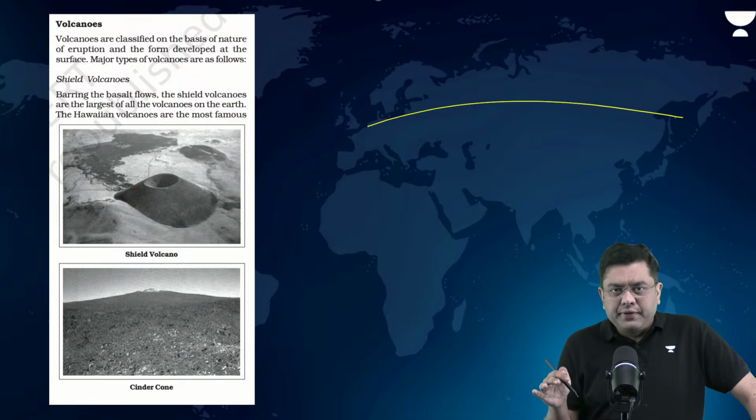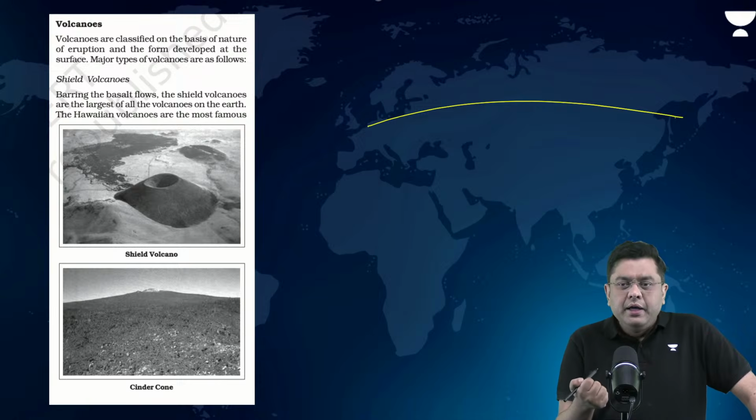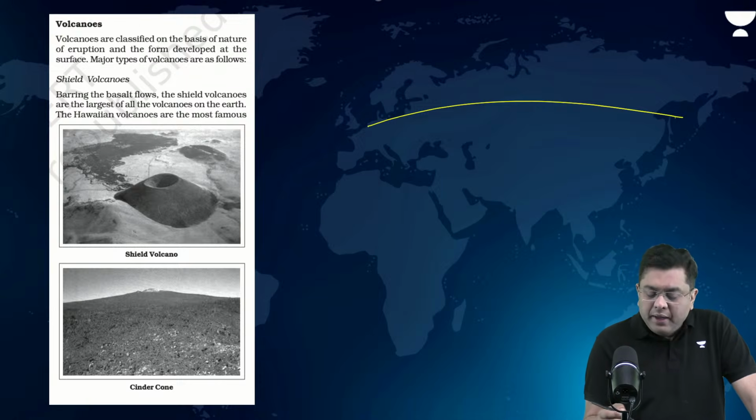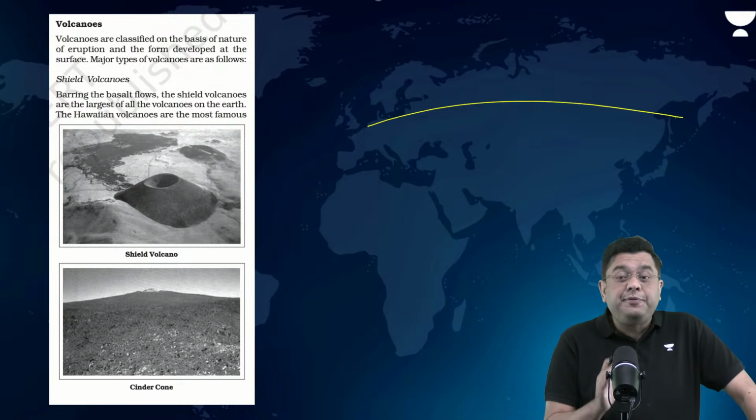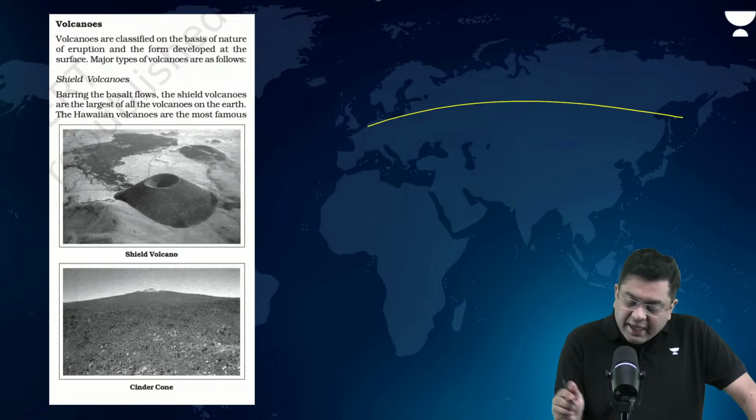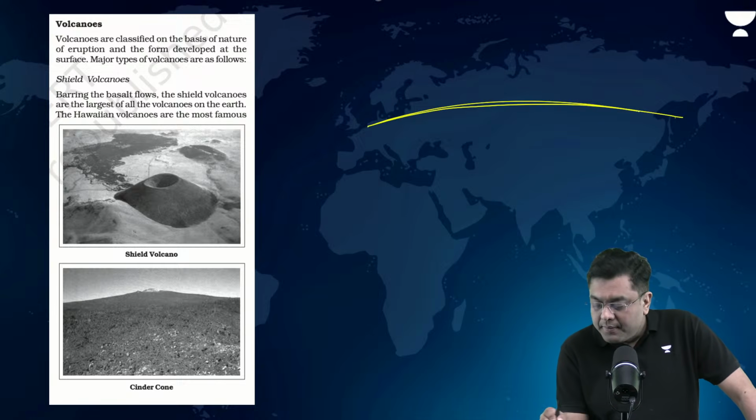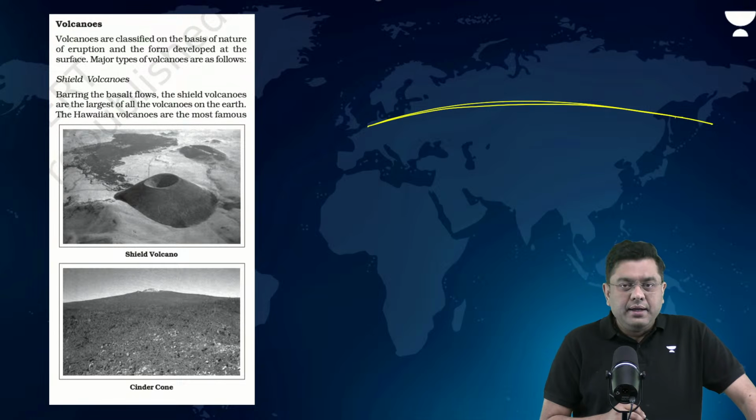Almost featureless with very low gradient. That is how shields are. So this is a volcanic landform which doesn't have very steep slopes. It has got a kind of a gentle gradient out there. Okay, so that is what is referred to as a shield volcano.